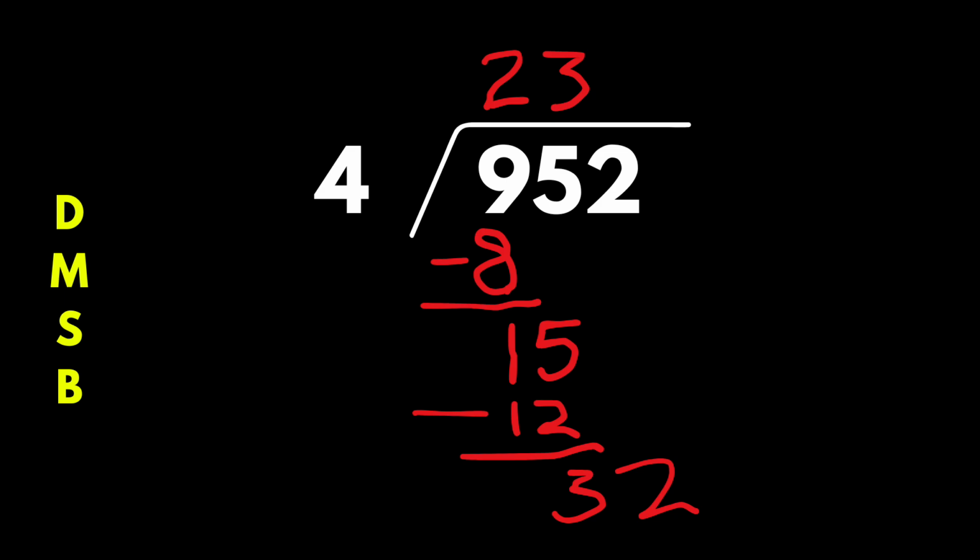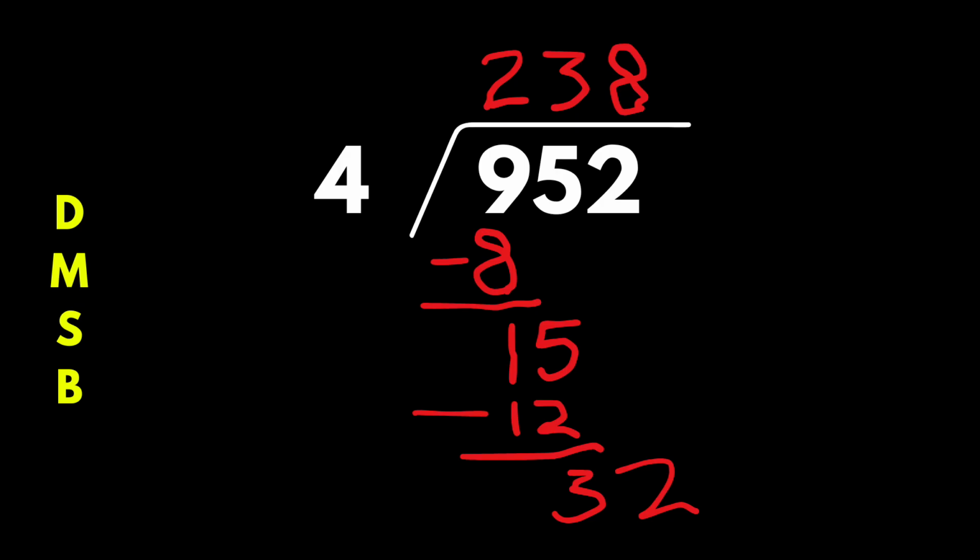Last round. DMSB. Can 4 go into 32? Yes, 8 times exactly. 8 times 4 is 32. 32 minus 32 is 0. Nothing left to bring down. So our answer is 238. 952 divided by 4 equals 238.